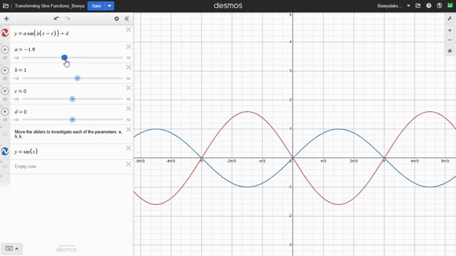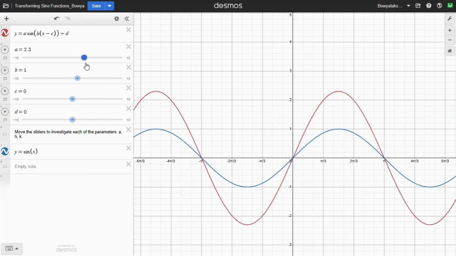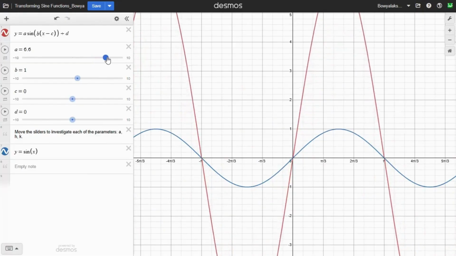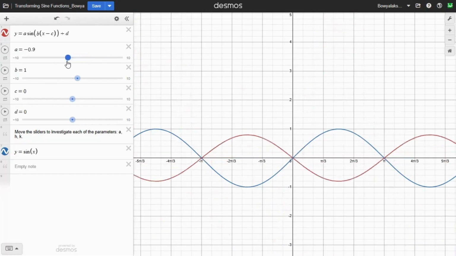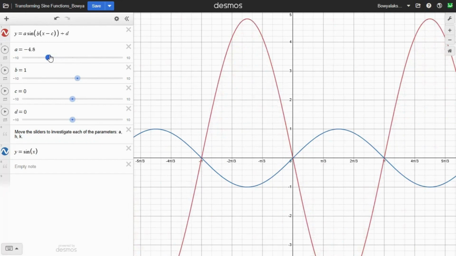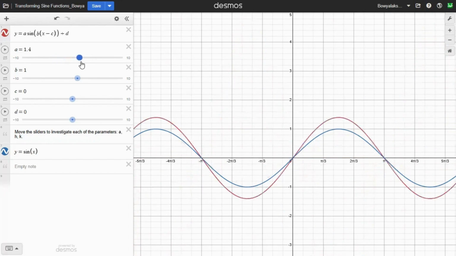Now let me keep my A. Where this is horizontal, greater than 0, it's stretching vertically. At 0, it becomes a line, and then it's compressing vertically. Vertical compression and stretch.